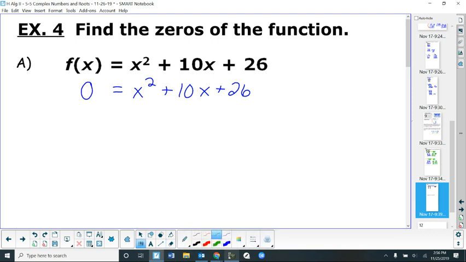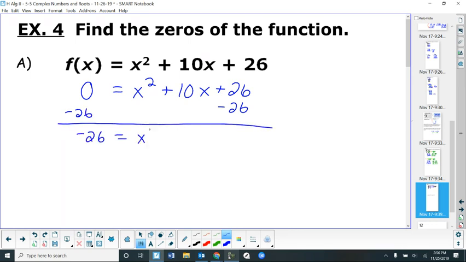So remember, in completing the square, you want to get your x's on one side and your constants on the other. So I'm going to subtract this 26 over. So I get negative 26 equals x squared plus 10x. Now, a is 1. That's good. I'm ready to complete the square. Since a is 1, I can take half of 10.